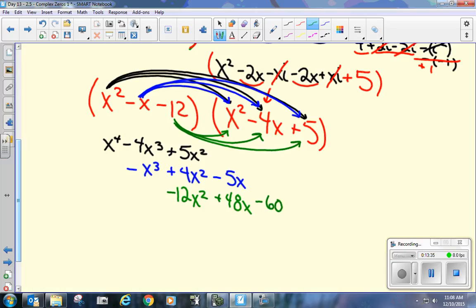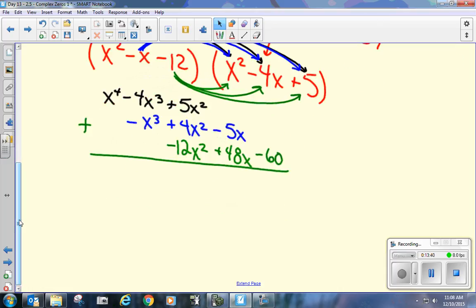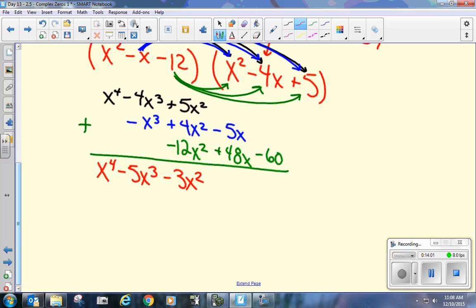Now, these are all lined up nice and neat. So I can add them. So, I only have my 1x to the 4th. Now, if I have a negative 4x cubed and a negative 1x cubed, negative 5x cubed. So how many x squareds am I going to have? Negative 3x squared. Right, because I have 9 minus 12. What about my x's? 43x, and then here's my minus 60.